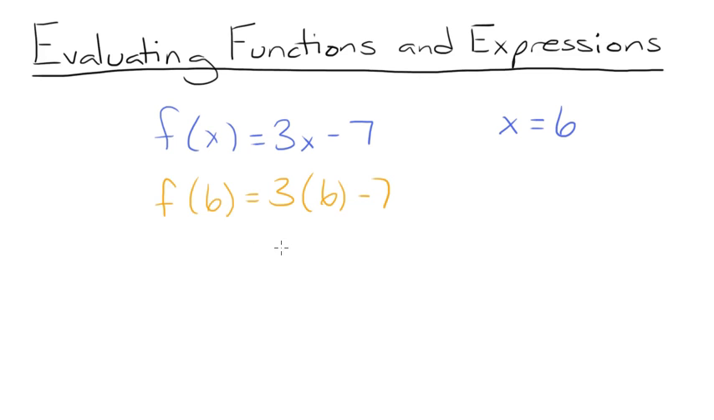So let's start by multiplying 3 and 6. 3 times 6 equals 18, and then we'll leave the minus 7. Now we can subtract 18 minus 7. 18 minus 7 is 11, so f of 6 is equal to 11.